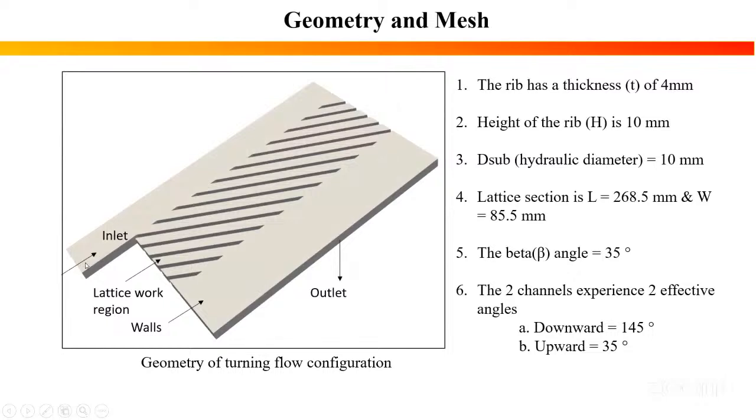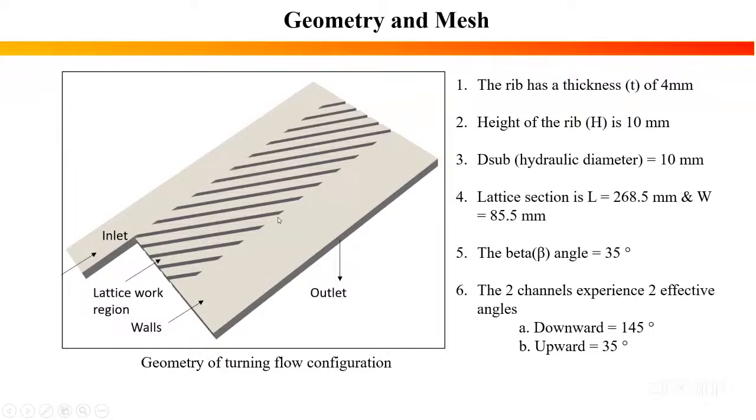This is our inlet. This is a velocity type inlet. This is the lattice work region. If you are able to see, these are walls. Note that these are adiabatic walls, meaning there is no heat transfer occurring, and this is a pressure based outlet.